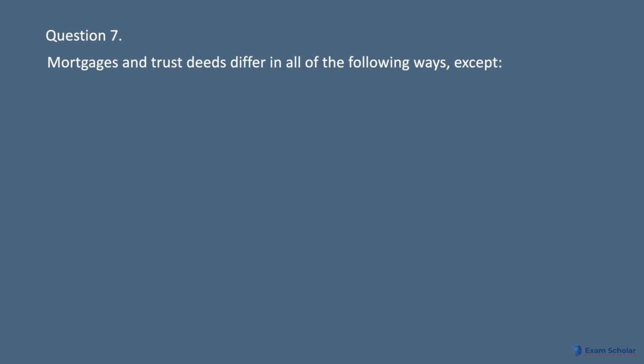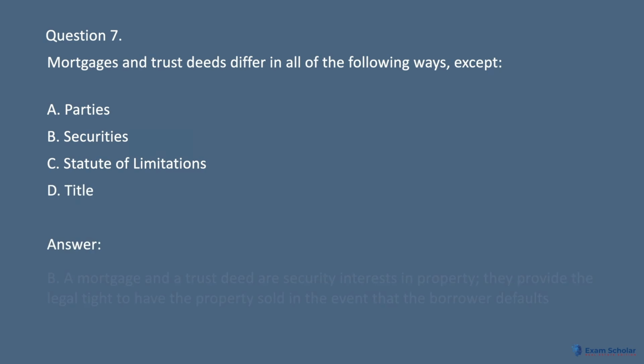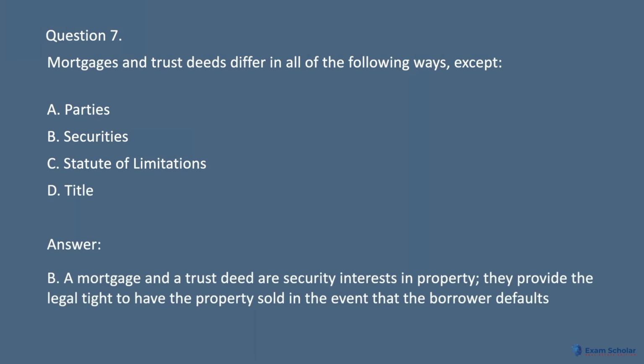Question 7. Mortgages and trust deeds differ in all of the following ways, except: A. Parties. B. Securities. C. Statute of limitations. D. Title. Answer: B. A mortgage and a trust deed are security interests in property. They provide the legal title to have the property sold in the event that the borrower defaults.